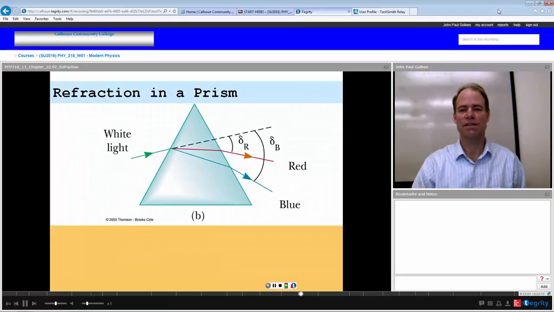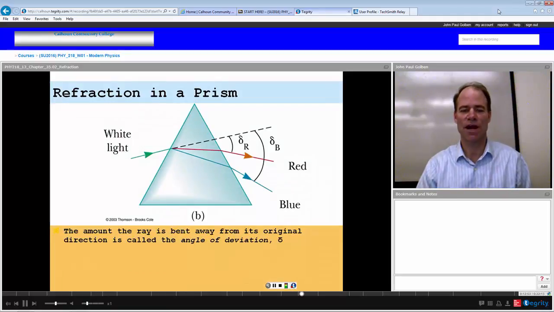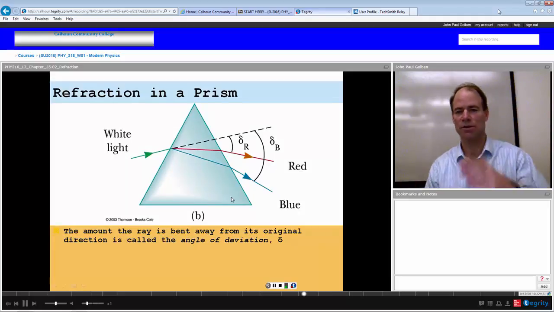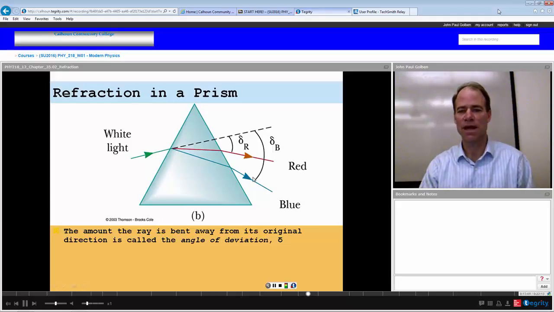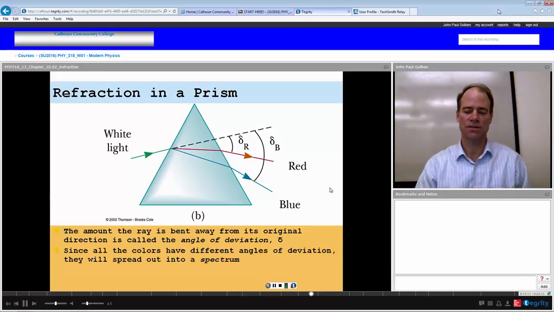Here's refraction in a prism. We actually have two refractions going on in this particular prism. And the amount the ray is bent from its original direction with these two refractions is called the angle of deviation. So if I have white light coming in, red is going to refract into the medium and then refract out of the medium. Same thing with blue light, but ultimately blue is going to be deviated more than the red light. And so we're going to have two different angles of deviation for red as opposed to blue.